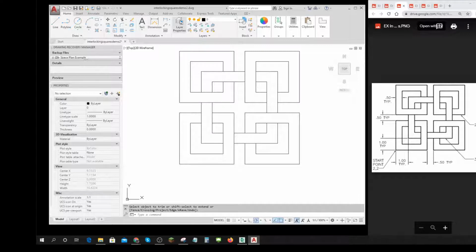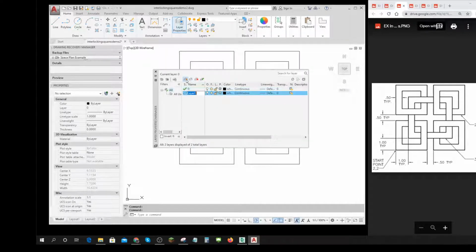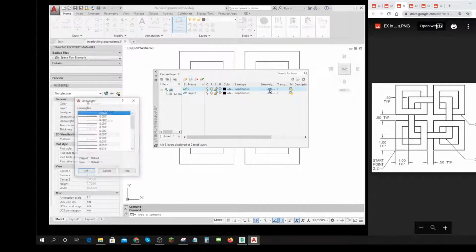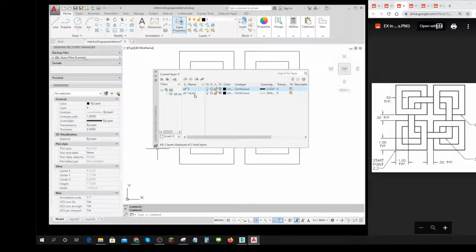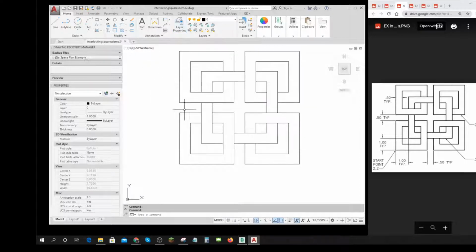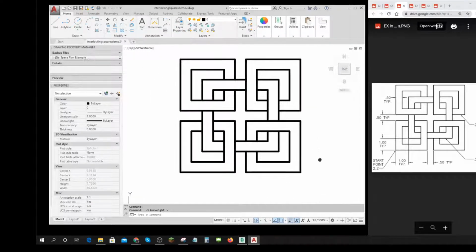I think I want to do that thing with my layers again. Sorry. Cool.